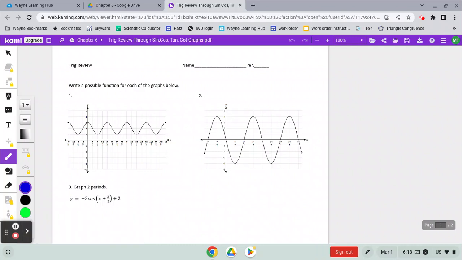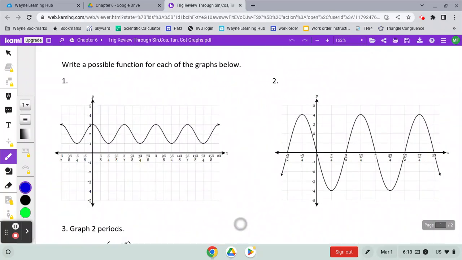In this video, I'm going to work through the assignment from Tuesday. I know some of us had some trouble with it. I'm going to do my best to talk through my thought process as we go. If we look at this first one here, we are asked to write a possible function for each of these graphs, so 1 and 2.